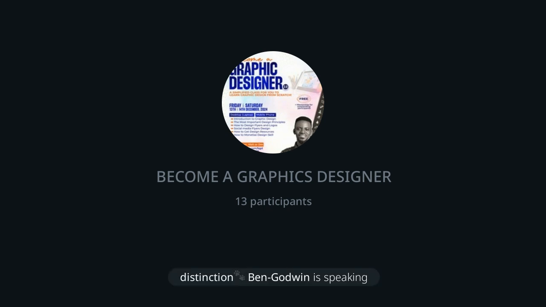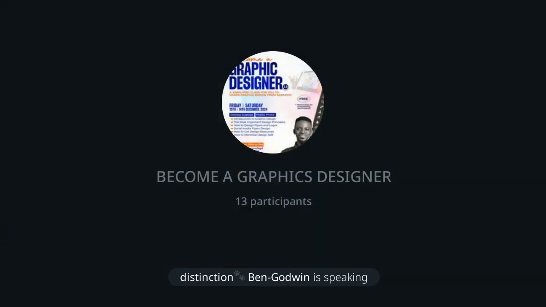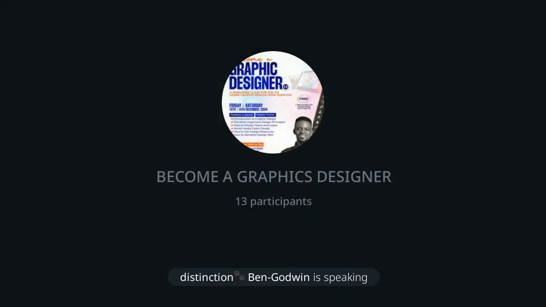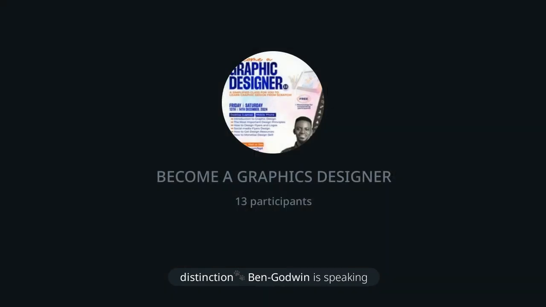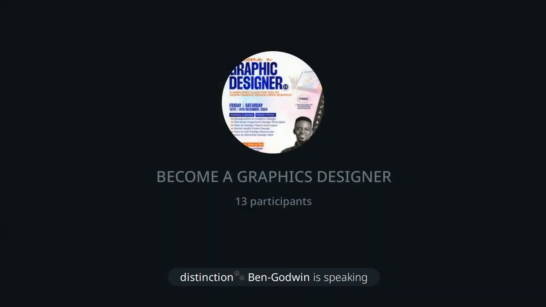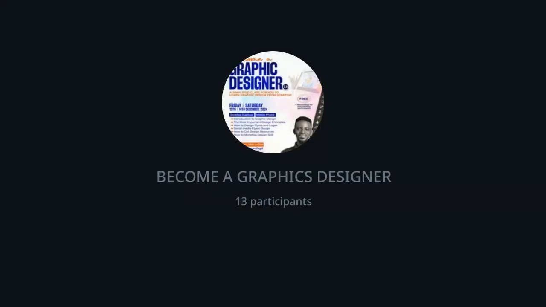Yeah, I believe it's based on the importance of the elements in the design. Like the example you gave, like the flyer you designed now, the first thing we see as it is bold is the graphic design and your picture. I believe the importance is given to that element. That's what defines hierarchy. All right, that explains it.